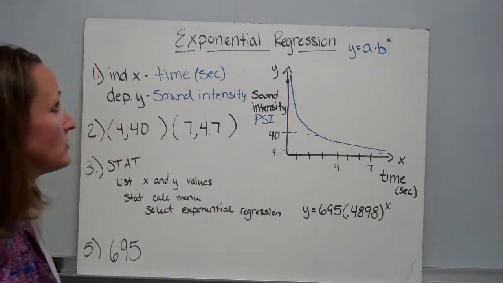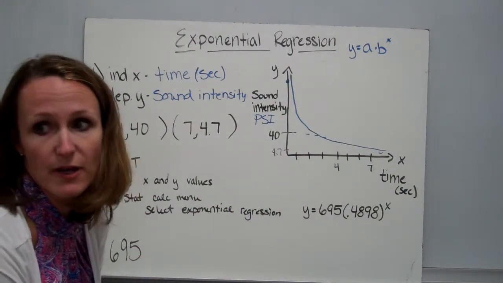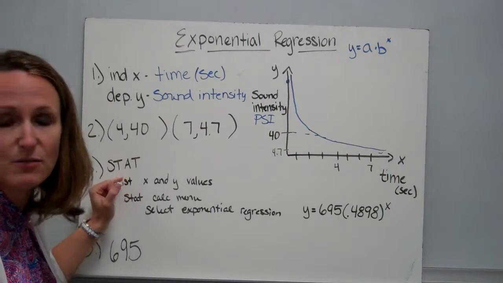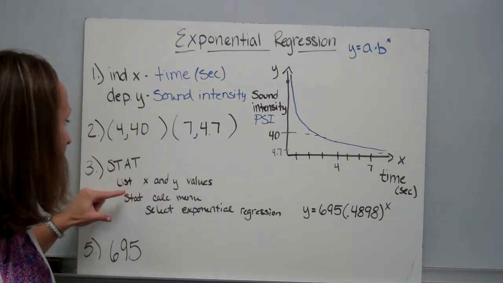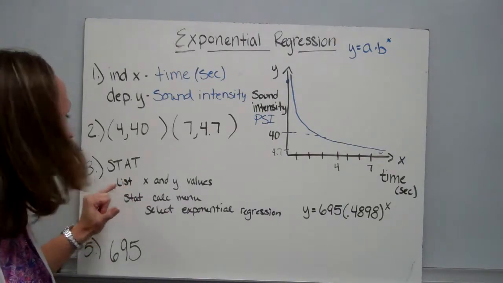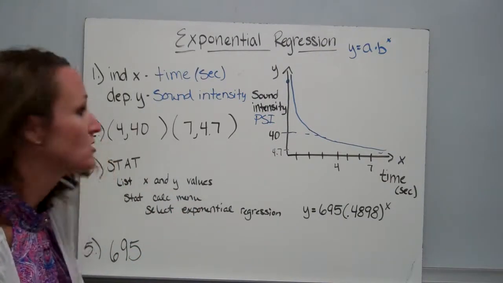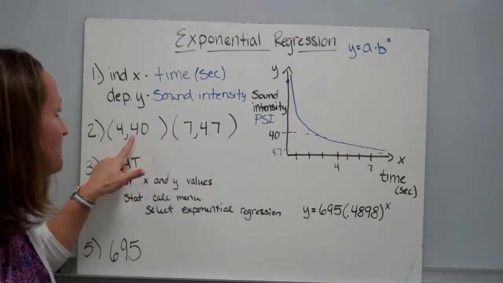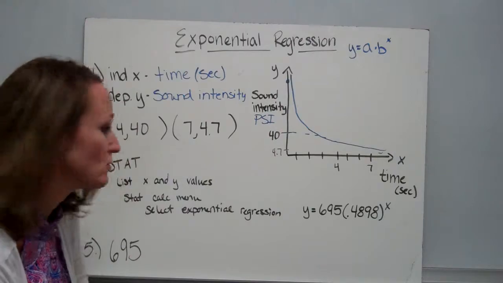Okay, so to get your equation, your exponential regression equation, you want to put it in your calculator. So to put it in your calculator, you want to click on Stat. It says list above it. It says Stat. And then when you go to Stat, you can list your x and y values. So your 2 x values, and you only need a couple. You can put 4 and 7. And then 40 and 4.7 as your y values.